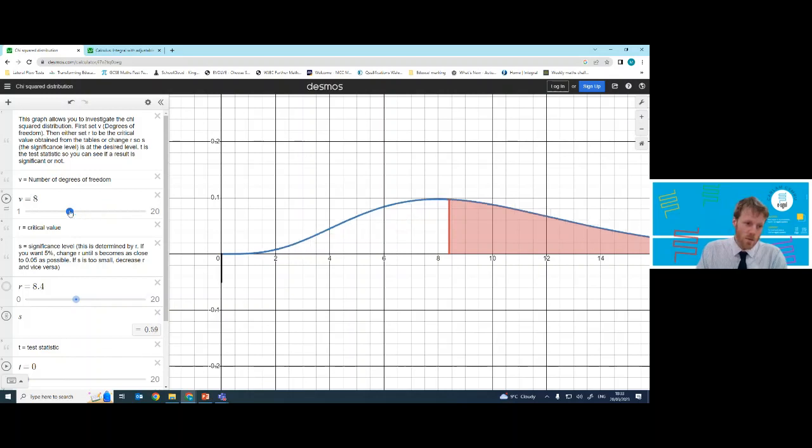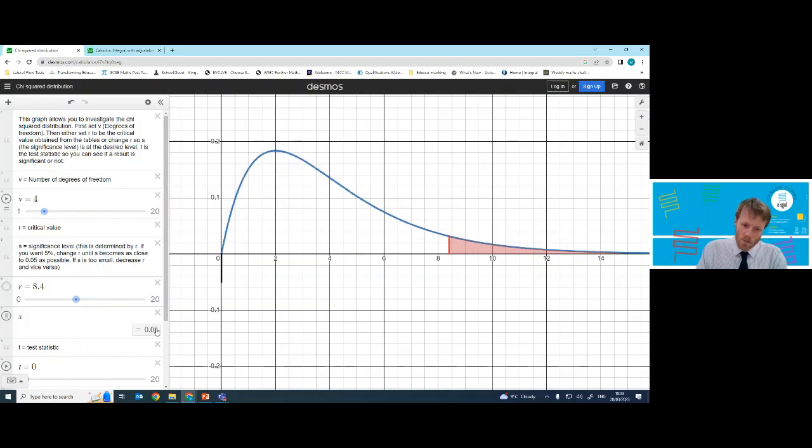Our degrees of freedom was 4, so I'm just going to change this to 4. And then if you look down here where my mouse is hovering, that's giving us a probability of 0.08. So this red area is 0.08. If I increase this, we were getting a value of 9.488. So I think I can only get it to like 9.5. There you go. Can you see the area here is 5%?